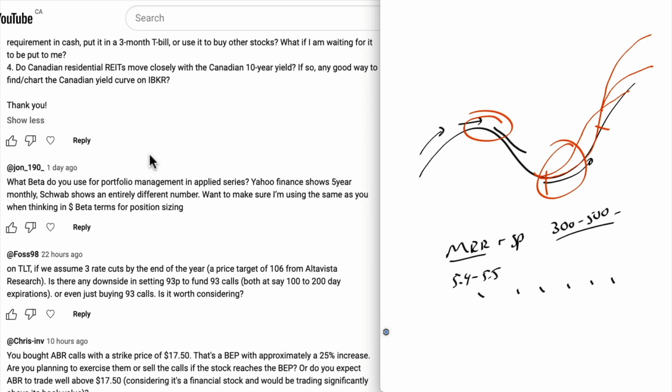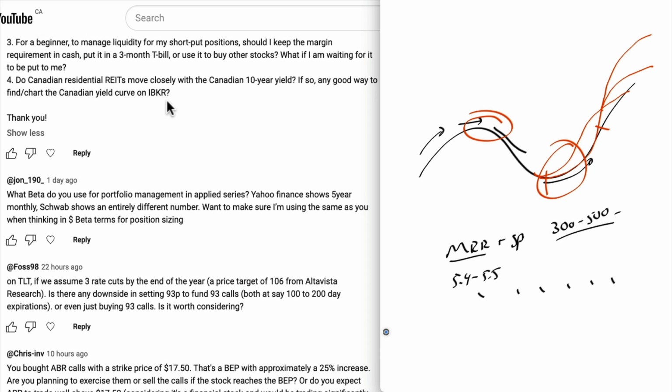Any good way to find the chart with the Canadian yield curve on IBKR? For the Canadian yield curve, you'll go to the Bank of Canada. I believe the Bank of Canada should have that for you.